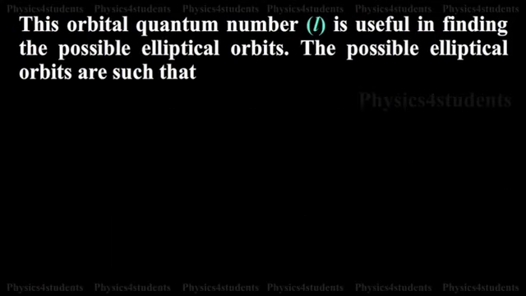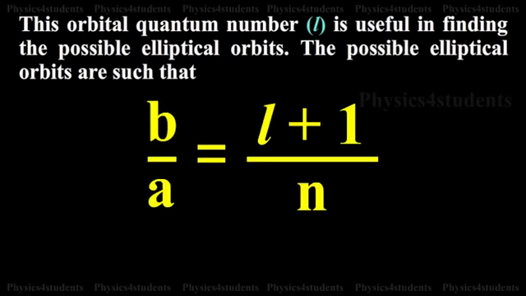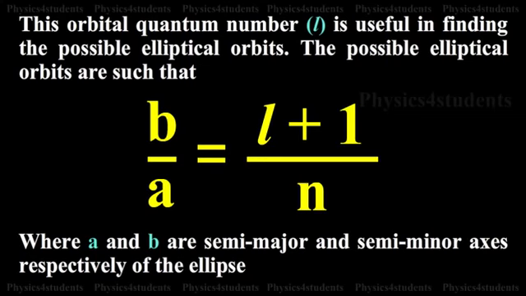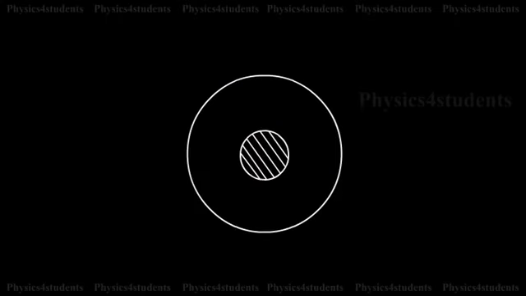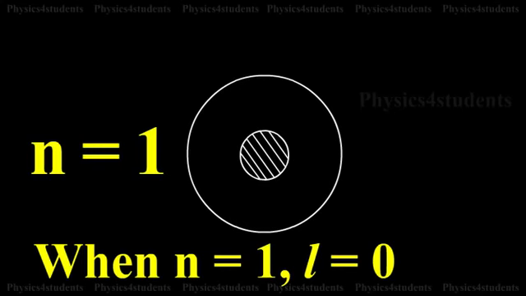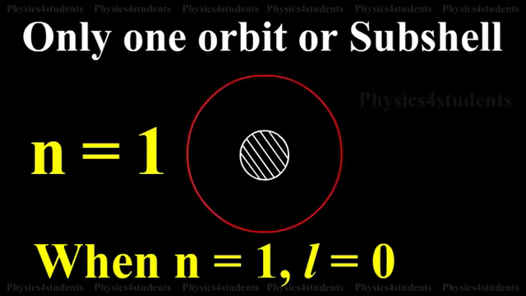This orbital quantum number is useful in finding the possible elliptical orbits. The possible elliptical orbits are such that b/a is equal to (l+1)/n, where a and b are the semi-major and semi-minor axes respectively of the ellipse. Consider the first energy level, n equal to 1. When n is equal to 1, l is equal to 0. That is, in this energy level, there is only one orbit or subshell for the electron.